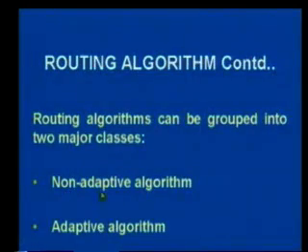What are those? One is called non-adaptive algorithms. A large number of algorithms are available for finding the optimal route. One is called the non-adaptive algorithm and the second is called the adaptive algorithm. Sometimes we also say the two types of routing algorithms are static algorithms and dynamic algorithms.